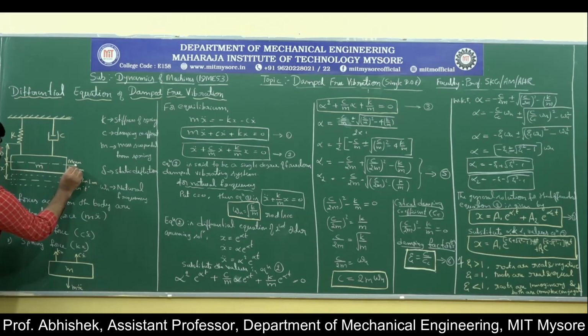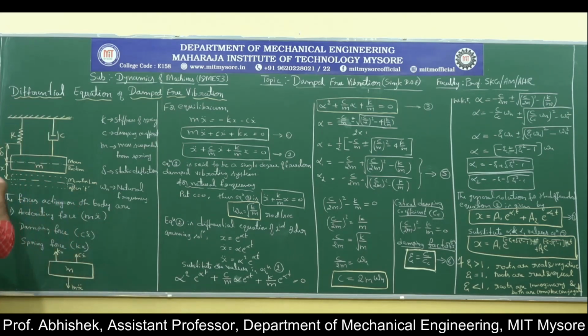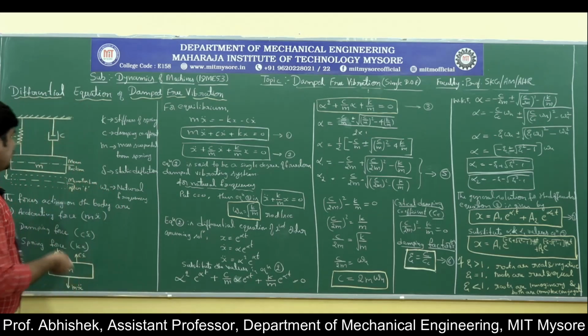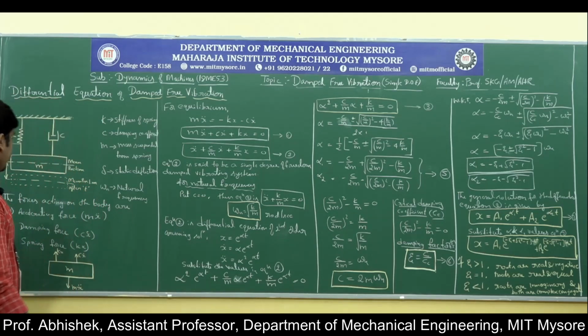So this is the mean position of the mass at the initial condition. After a certain time t, this will be the mean position of the mass. Delta is the initial displacement or initial deflection of the spring, and x is the displacement after a certain time t. These are some of the parameters that we are going to consider in deriving this equation.